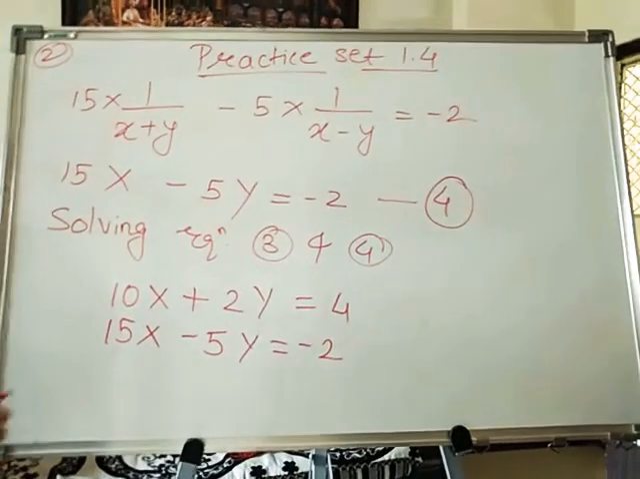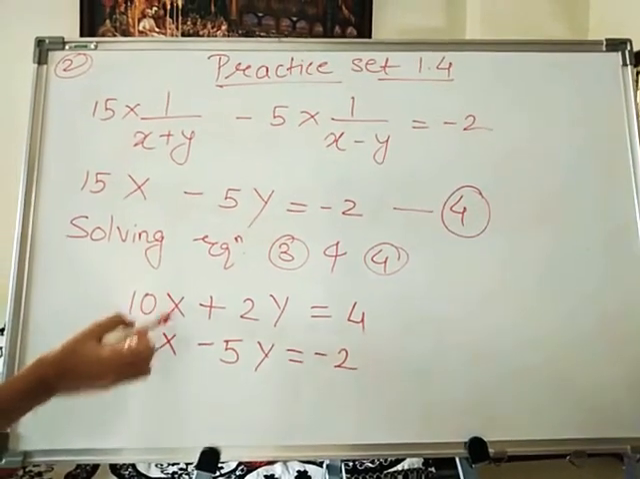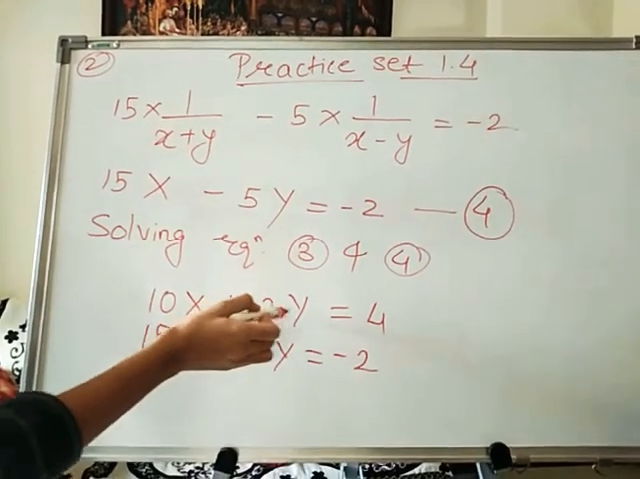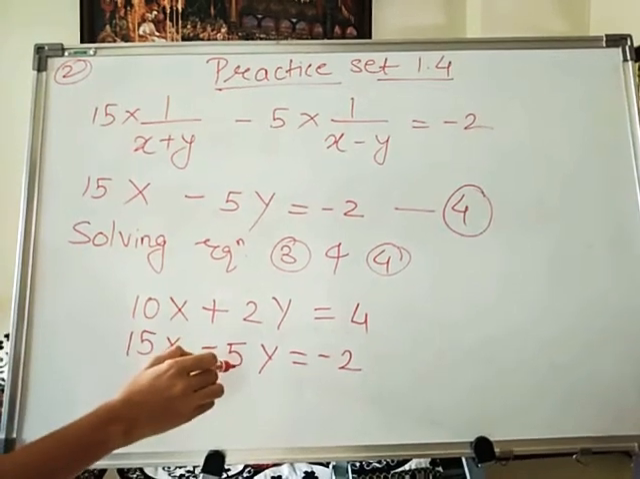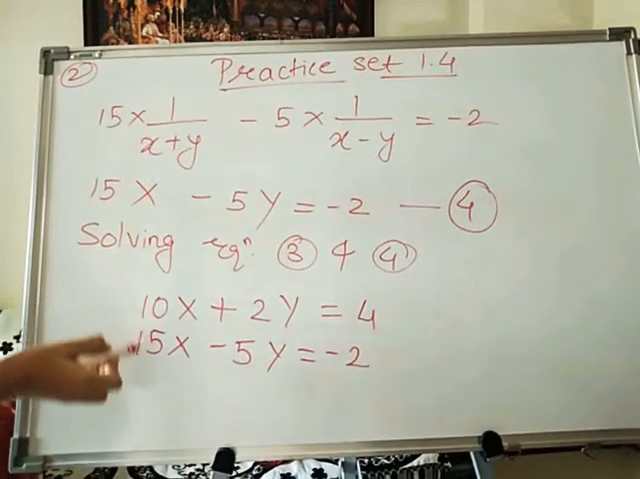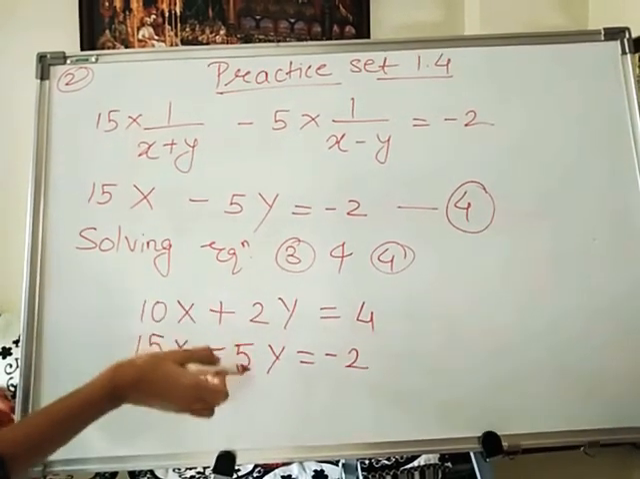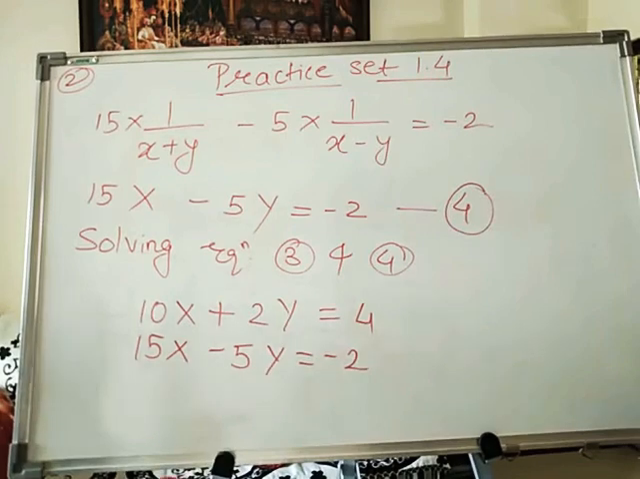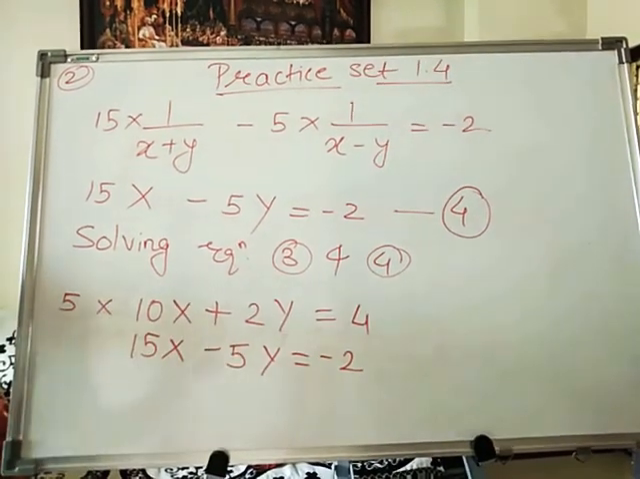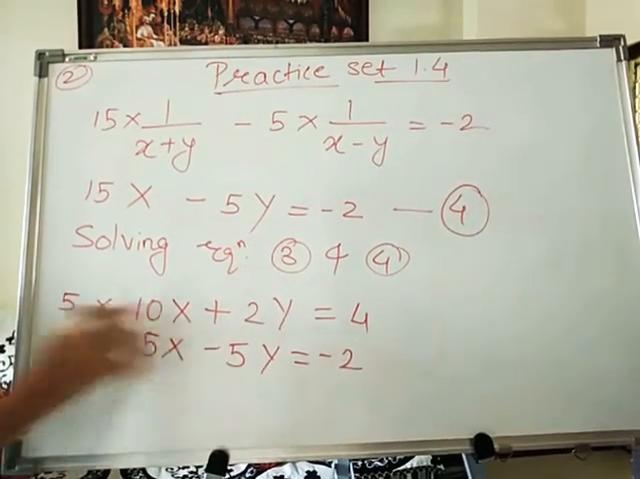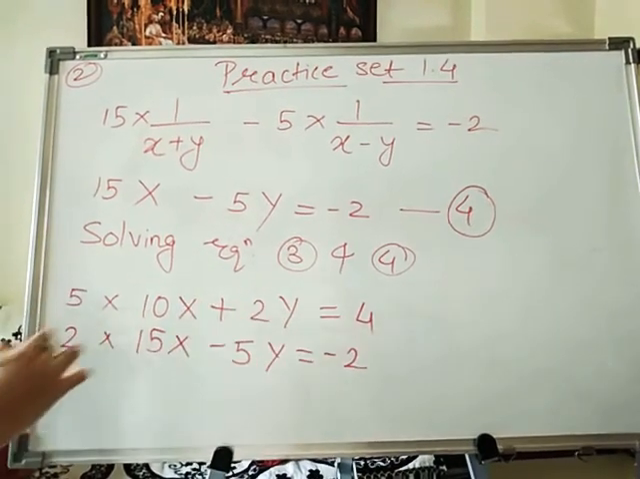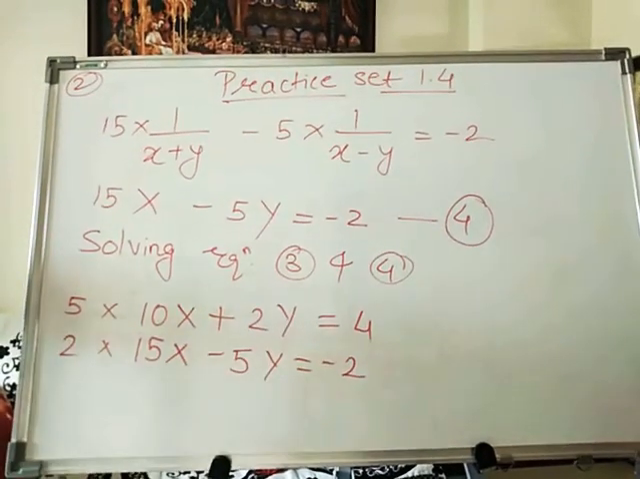Now to solve these equations simultaneously, see the coefficient of x in both equations. Here it is 10, here it is 15. In equation number 3, the coefficient of y is 2. In equation number 4, the coefficient of y is minus 5. Now, we cannot convert 10 into 15 or 15 into 10, nor 2 into 5 and 5 into 2. So what is the simplest method? Multiply this third equation by 5, we are making the coefficient of y the same, and this equation by 2. So 5 2s are 10, 2 5s are 10, the coefficient of y will be the same.